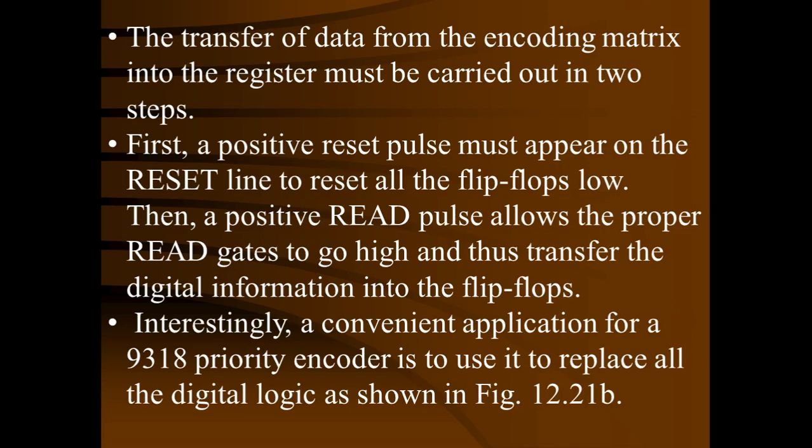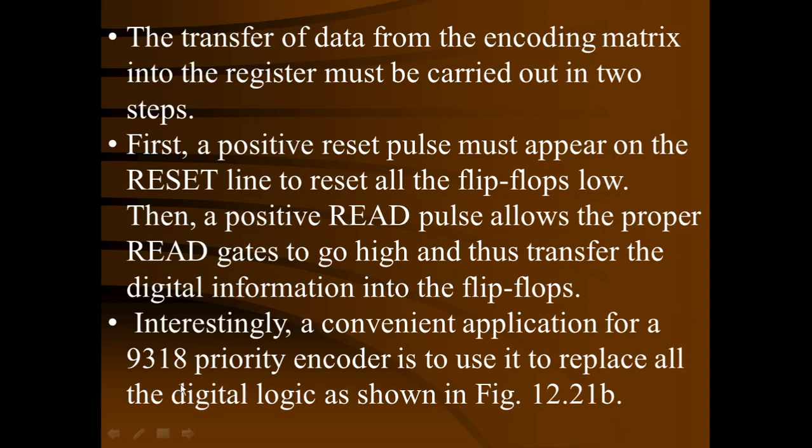Then the positive read pulse allows the proper read gates to go high and thus to transfer the digital information into the flip-flops. Then the next step is the read-in gate. That is, the positive pulse is applied to the read-in gate. So all the 3 read-in AND gates are going to be enabled, and they will pass the information which is available from the encoding matrix, and that is going to be stored into the flip-flops.